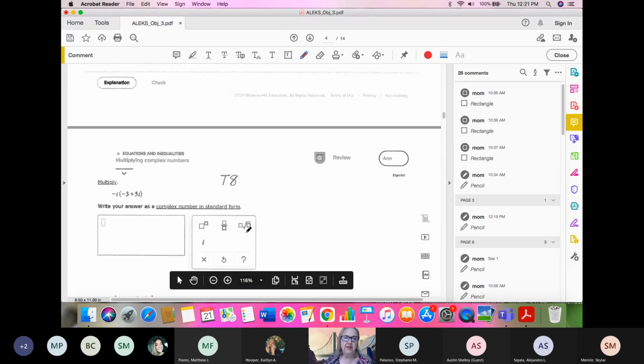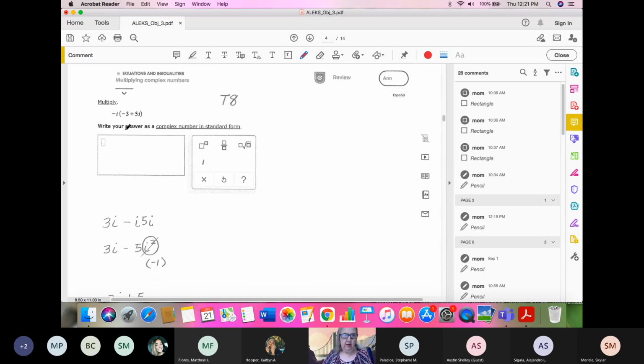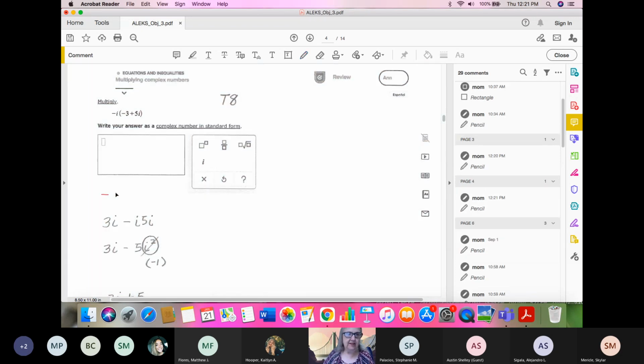So let's go on to a different topic involving complex numbers, multiplying complex numbers. In this one, what we have is -i on the outside. There's no square roots involved in this problem. So let me just copy that down here for you. We've got -i, parenthesis, -3 plus 5i.